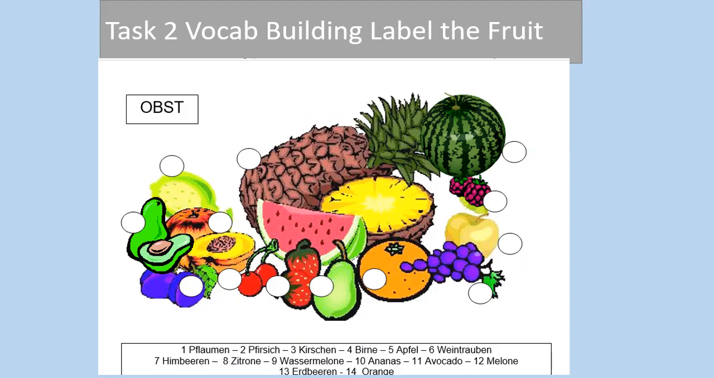Okay, for the second task, I want you to look at the fruit and label the picture. So it might be an idea to print it off. Otherwise, you can write it in your vocab jotter with the English meaning, or you can draw a picture if you prefer. You may need to use an online dictionary to help you, and you can get one at wordreference.com.